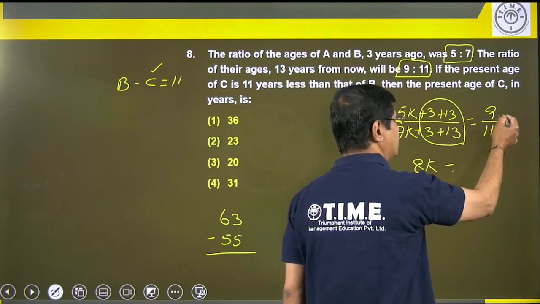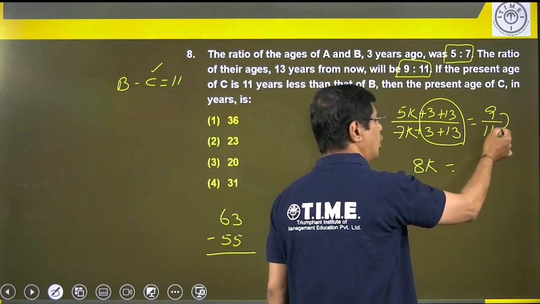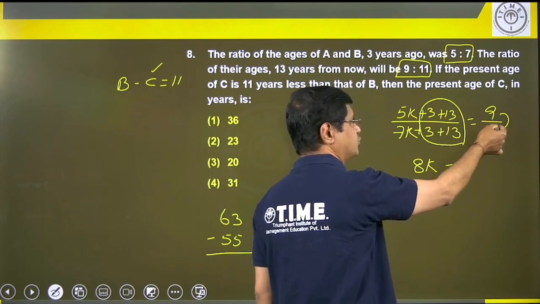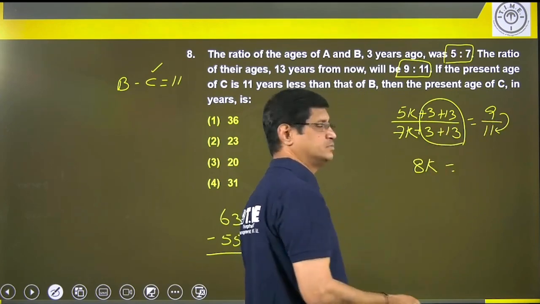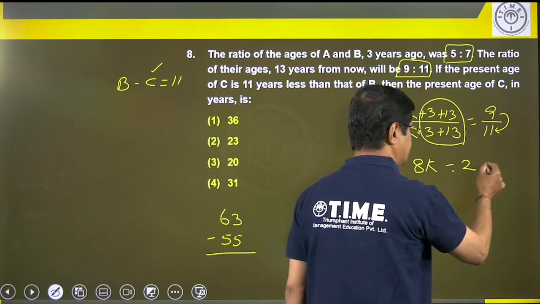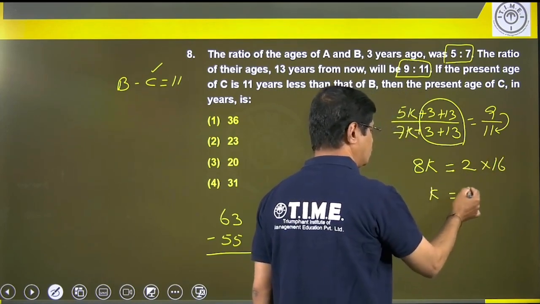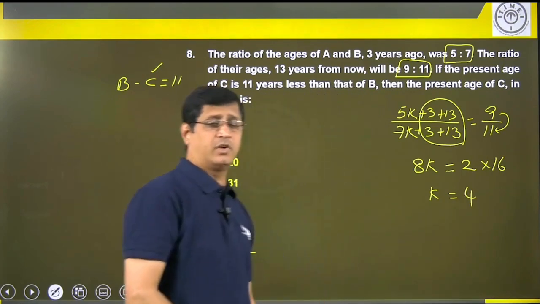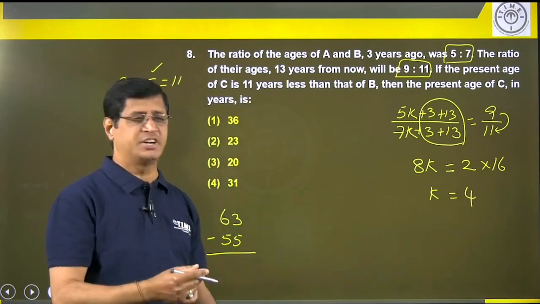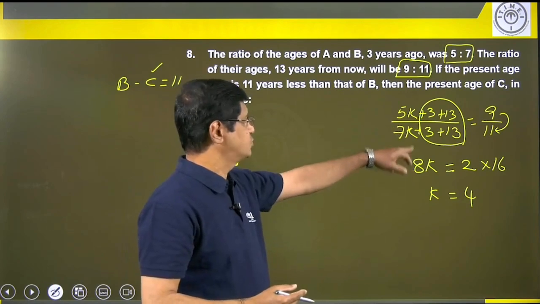It is very simple. Observe the difference of these two. How much is the difference? The difference of the ratio is 2. 2 times 16. The value of k is equal to 4. What I am doing is just skipping the intermediate step.